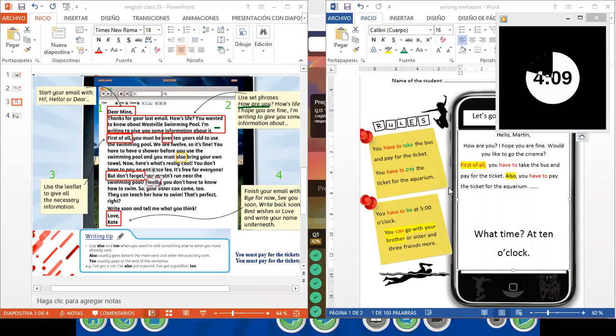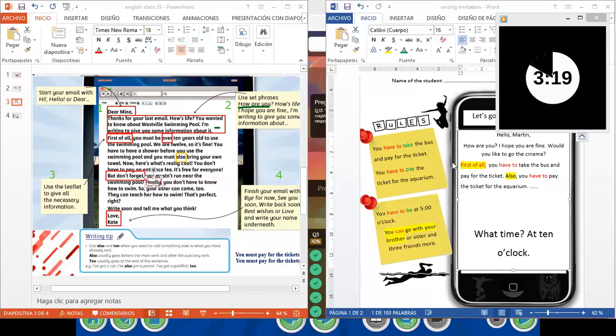Diego Baca, please. Dieguito, read please your composition, okay? Okay, teacher. Dear Great, hi Great, how's your life? I wanted to know about to go to the cinema. I invited to give some information about it. To get started, you must pay for the ticket. You must reach at 6 o'clock. To end, you haven't go with food and you haven't go with someone. Write some and tell me what.